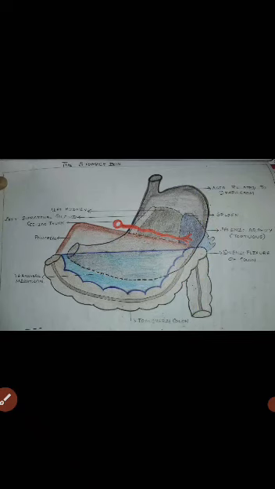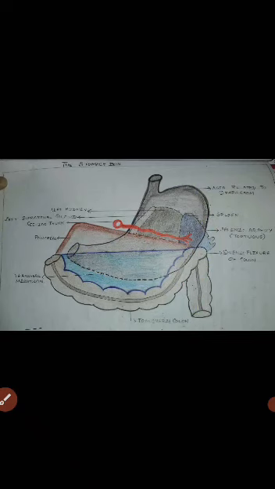Nerve supply of stomach. The stomach is supplied by both sympathetic nerves and parasympathetic nerves. Sympathetic nerves are T6 to T10 segments of the spinal cord. Parasympathetic nerves are derived from vagus through esophageal plexus and gastric nerves. The anterior gastric nerve, posterior gastric nerve.